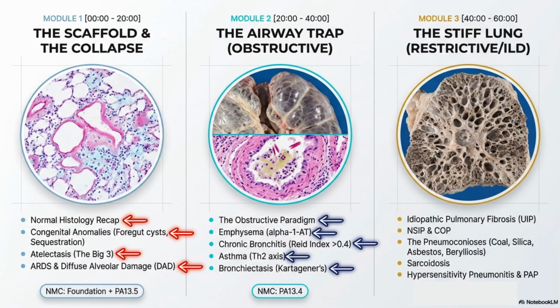Our third module is the stiff lung, dealing with restrictive and interstitial lung diseases. We will explore idiopathic pulmonary fibrosis and the classic UIP pattern. Next we cover NSIP and COP. We will thoroughly review the pneumoconiosis, including coal, silica, asbestos, and berylliosis. We finish the hour with sarcoidosis, hypersensitivity pneumonitis, and PAP. This module hits NMC competencies PA 13.3 and PA 13.5.